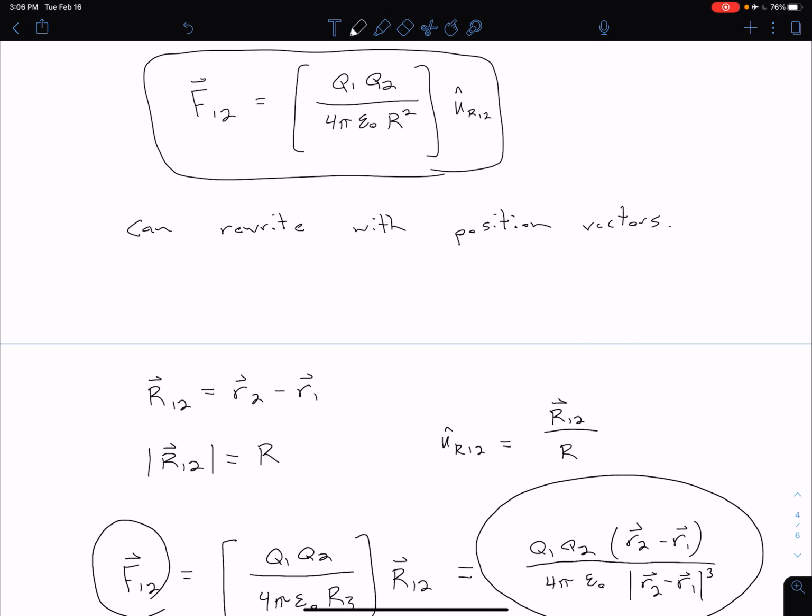In the next video, we're going to come back and talk a little bit more about some of the important properties of this law, and then we're going to talk about our electric field intensity before taking a look at some examples.